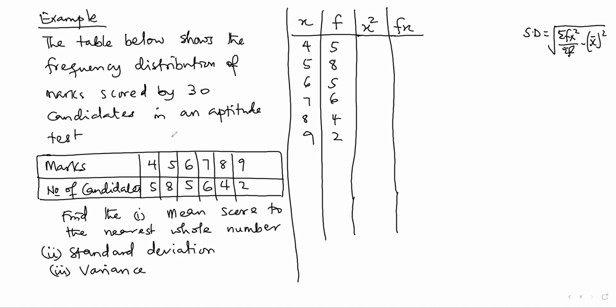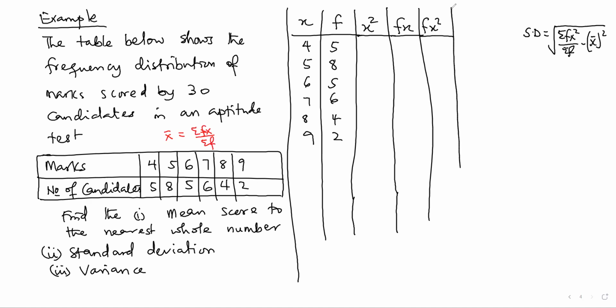The mean formula itself is summation of fx over summation of f. Now we also have in the formula fx squared. So these are the data we need to fill in order to find our standard deviation. So we're going to square all the x. 4 squared is 16. 5 squared is 25, 6 squared is 36, 7 squared is 49, 8 squared is 64, 9 squared is 81.